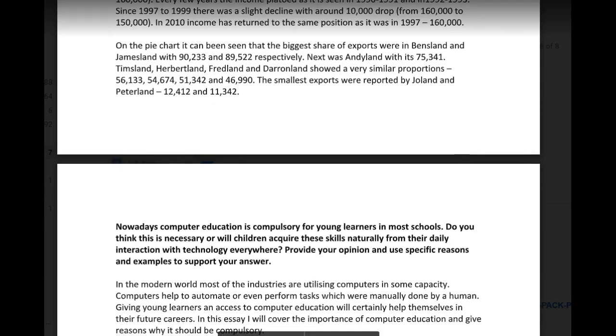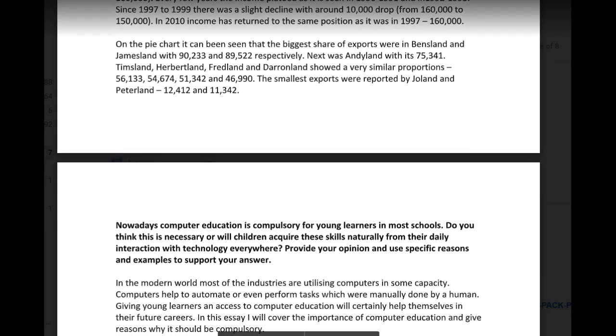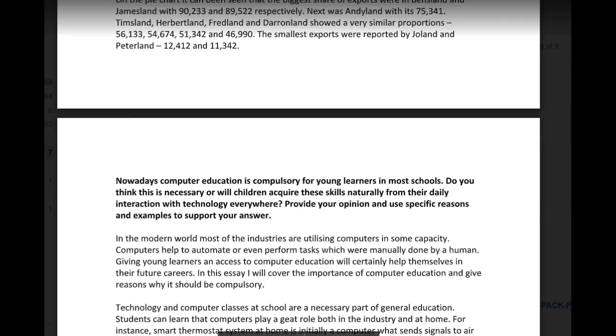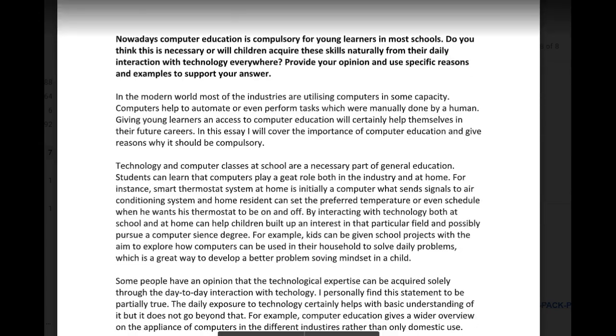All right, we're basically talking about the difference between a good score in task 1 and a really good score in task 1. That's why I'm spending so much time analyzing this with you. Alrighty? So let's go now into this essay about computers. Compulsory, naturally. Okay, I like this essay.